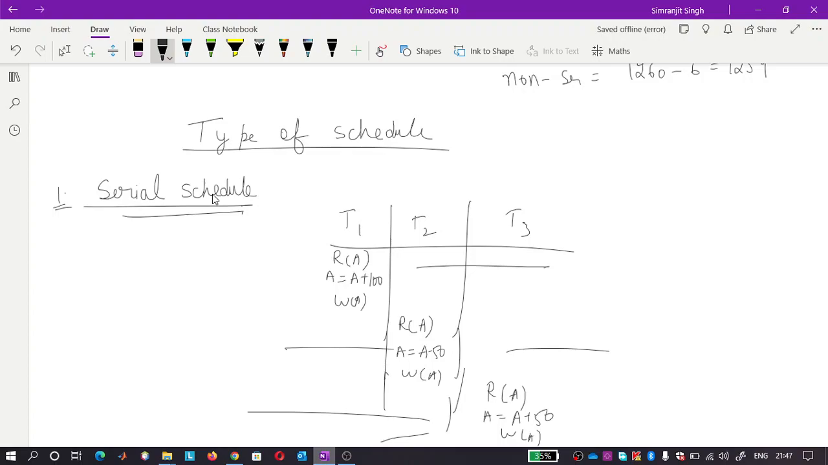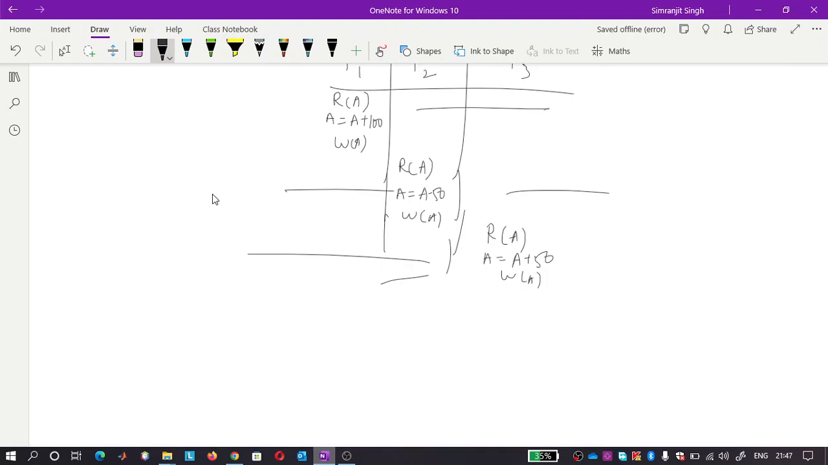Okay, so we want our non-serial transaction to be like a serial transaction. What I mean by this is that the output of the serial transaction should be the output of a non-serial transaction. So again, another schedule will be your non-serial schedule. I think we have already seen an example. I'll just show you again.